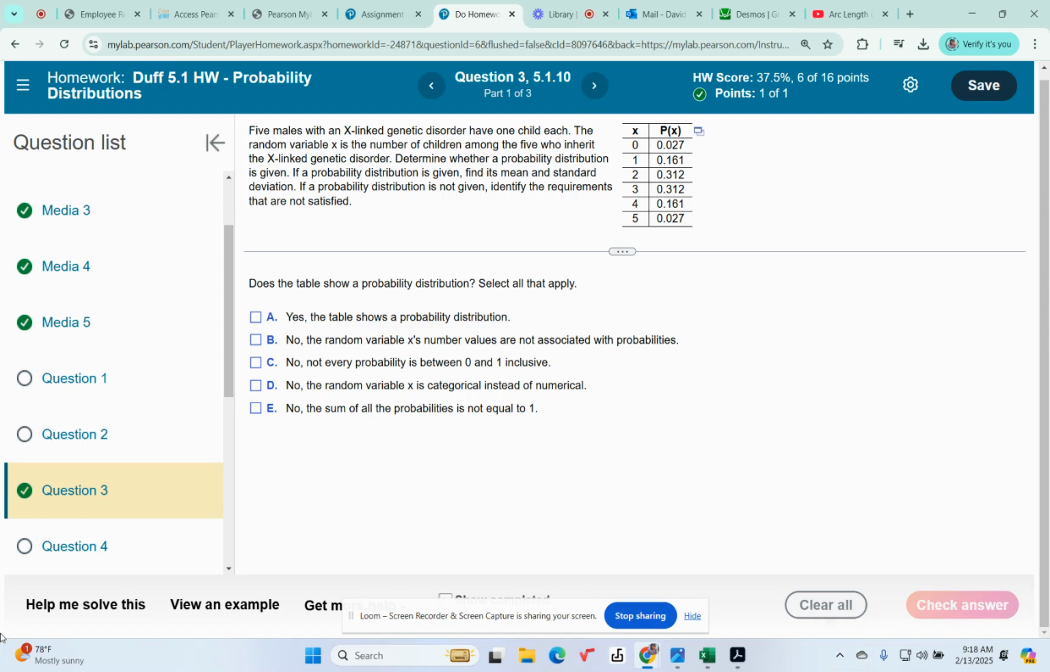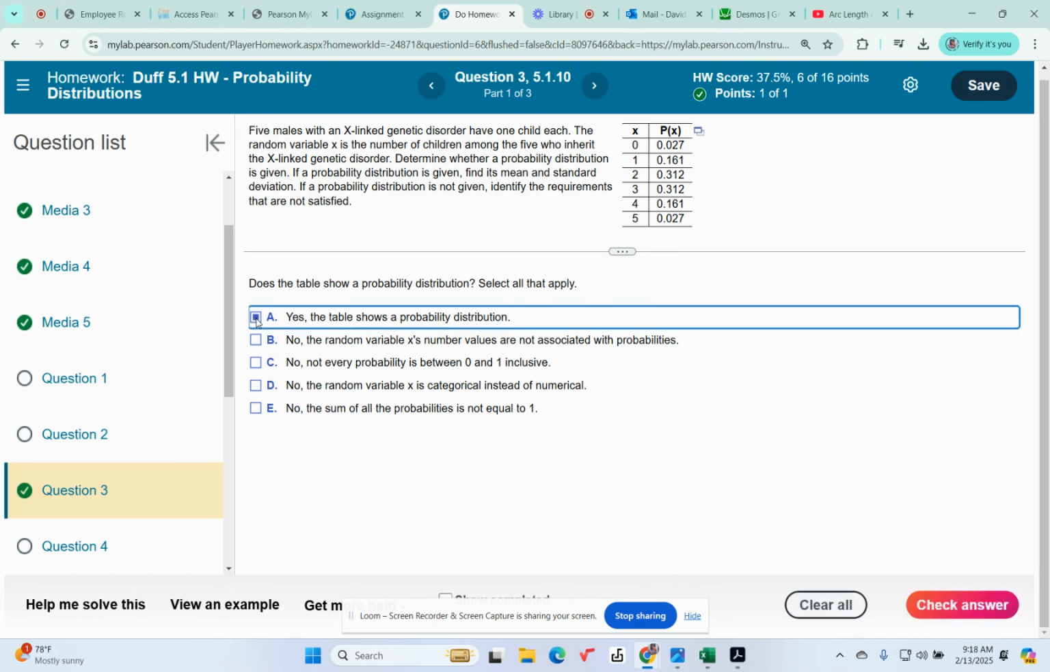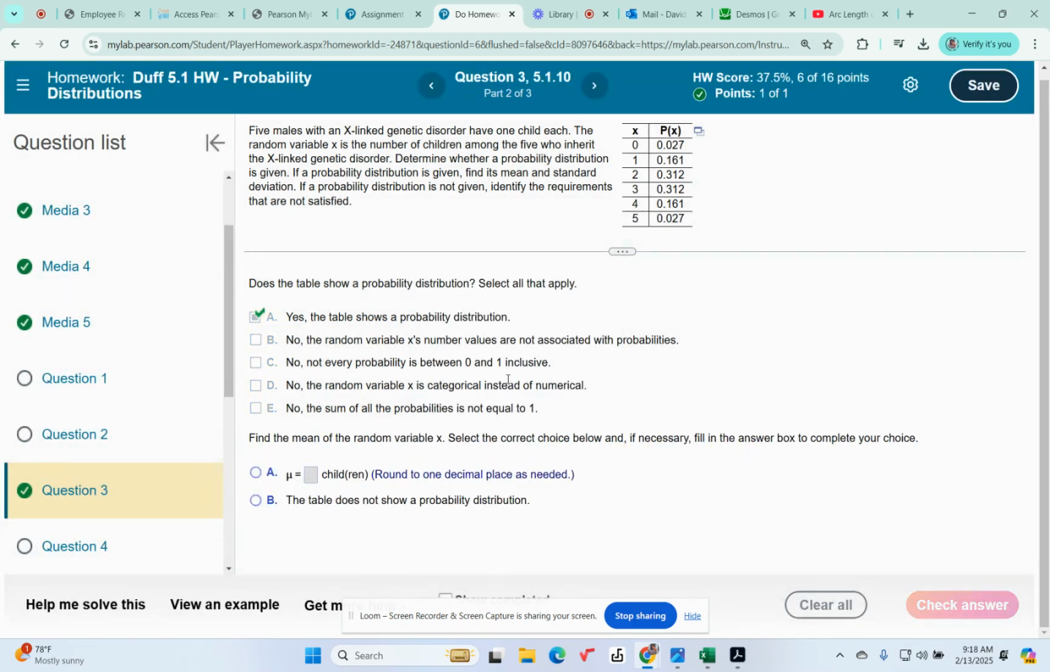All right, so in order for it to be a probability distribution, the random variable has to be numerical. So we have 0 through 5. Also, each of the probabilities has to be between 0 and 1 inclusive, and they have to add up to 1 or approximately 1, given that you could have rounding considerations and end up with something like 0.99 or 1.01. So this does, in fact, appear to show a probability distribution. So we'll click that. All right.